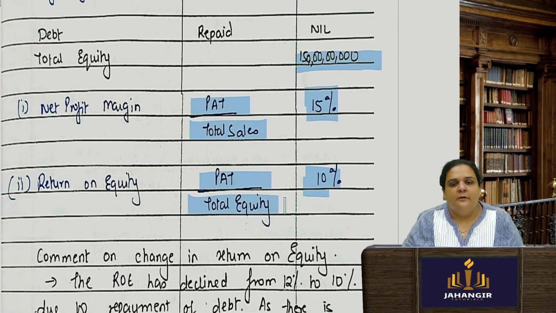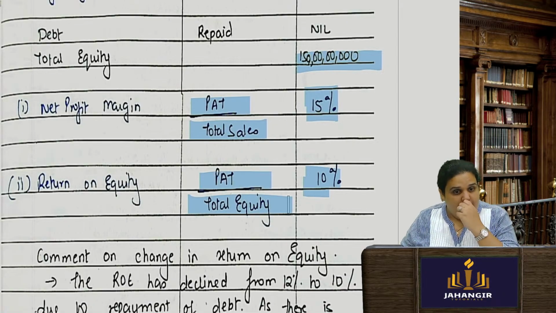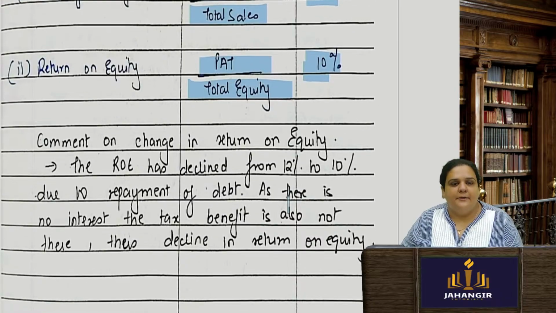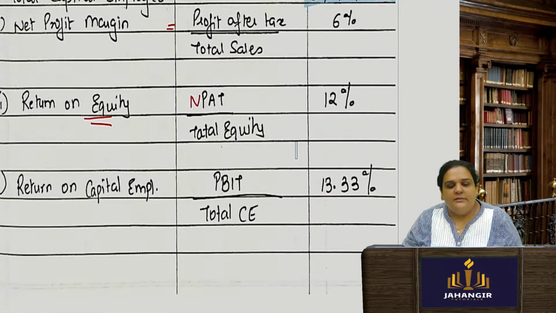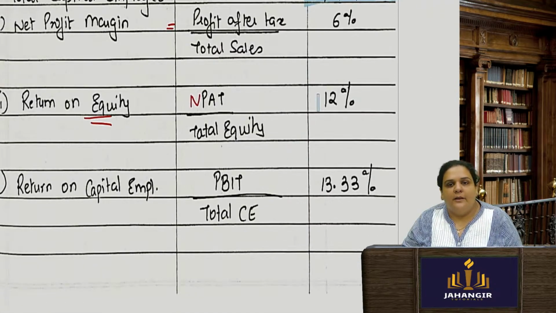Easy? Okay, now we have to compare the ratio. What has happened? Comment on the change of return on equity. Now, return on equity, when there was debt, I had 12%.